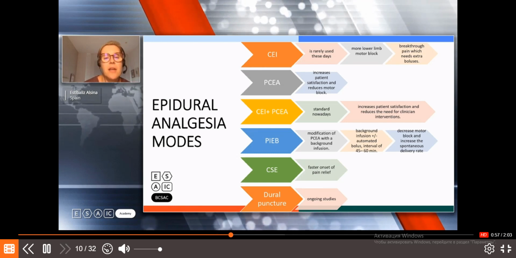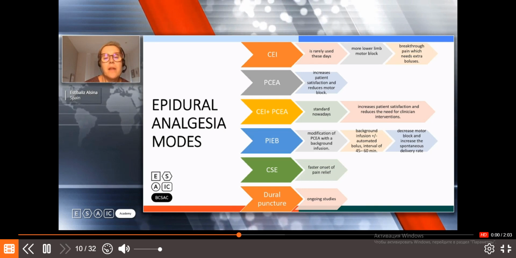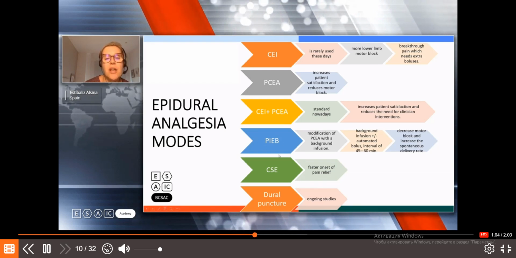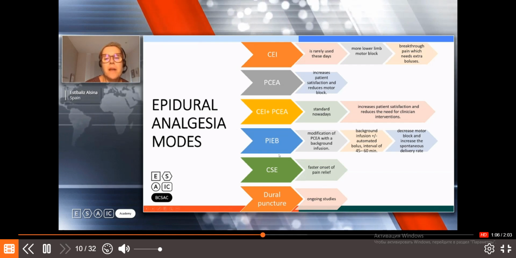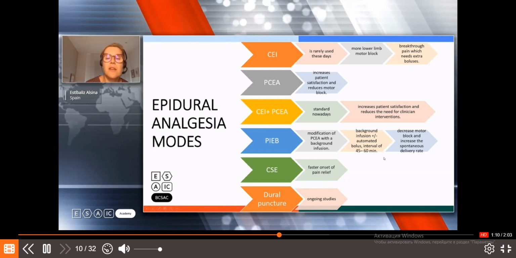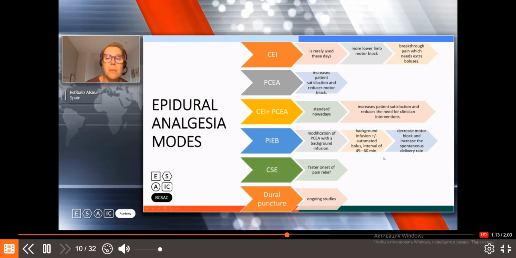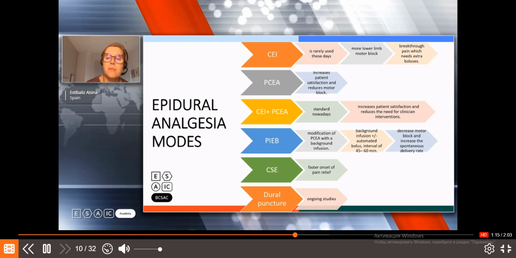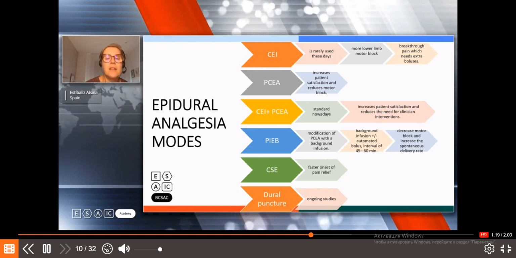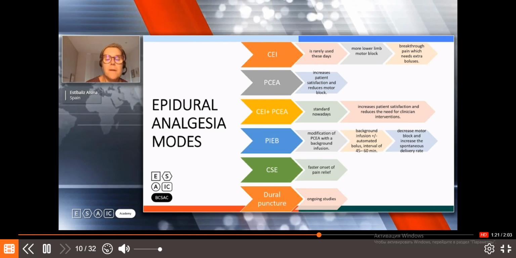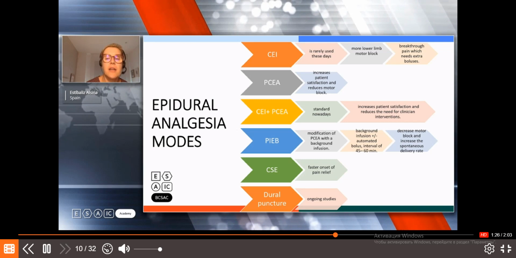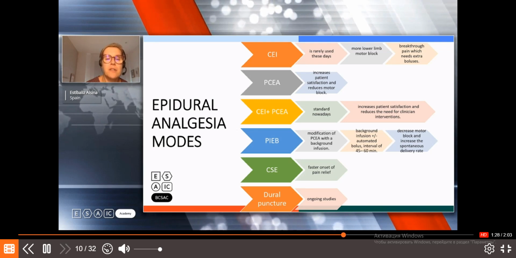There is the bolus administered by the machine in a control mode. That means that every 45 to 60 minutes, the pump will administer an automated bolus. And with this technique, the spread is more efficient. They decrease the motor block and increase the spontaneous delivery rate.